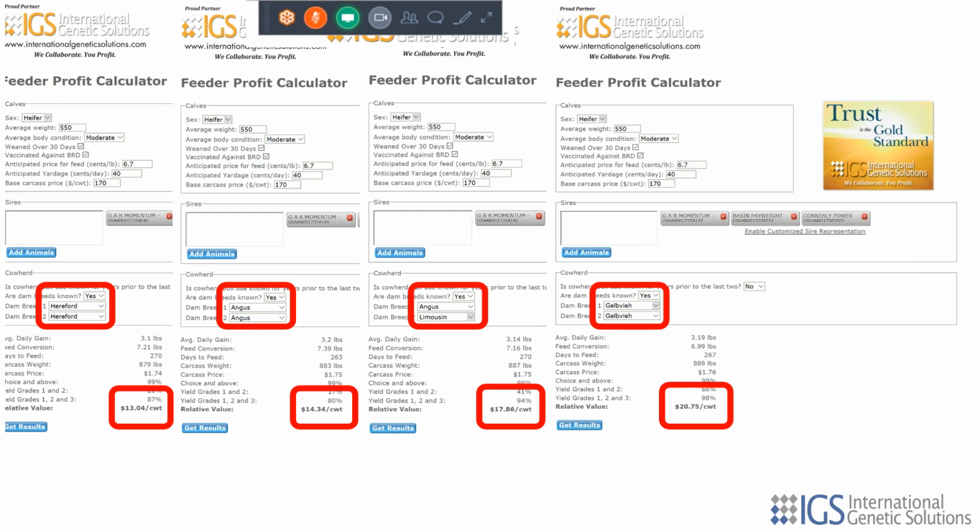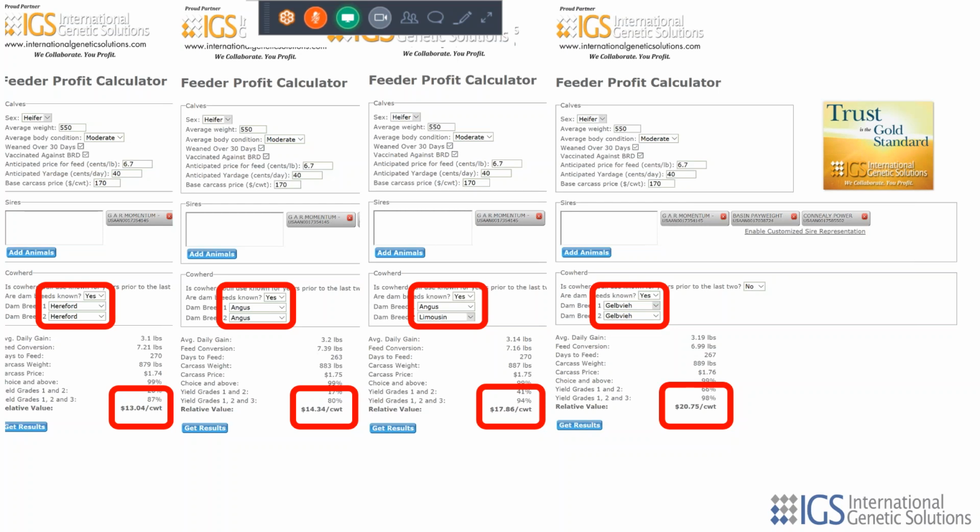But you can still see a pretty distinct difference as we go from that baldy calf that has a premium of roughly 13 cents a pound over that, again, that quote-unquote average calf. And then we go to that straight-bred Angus who gets a little bit of a bump.